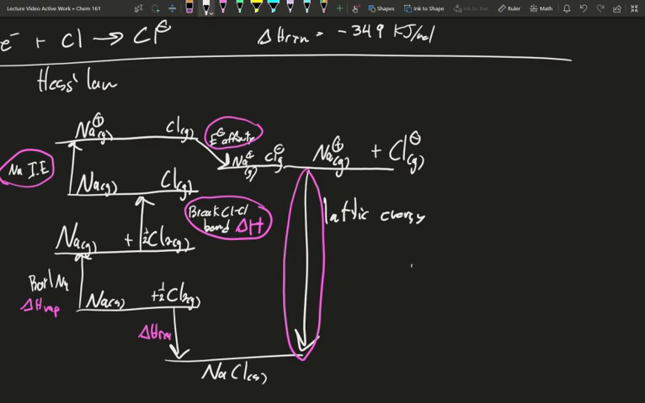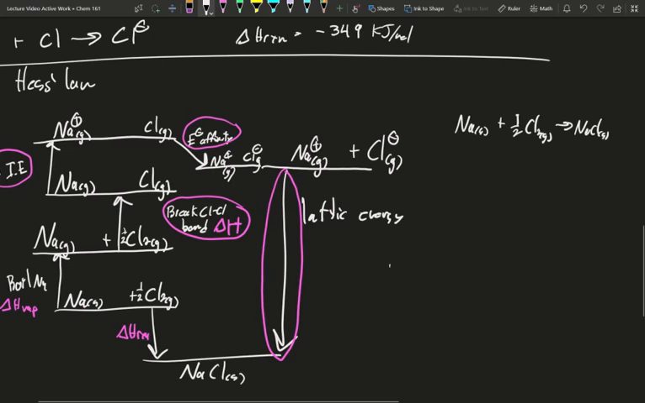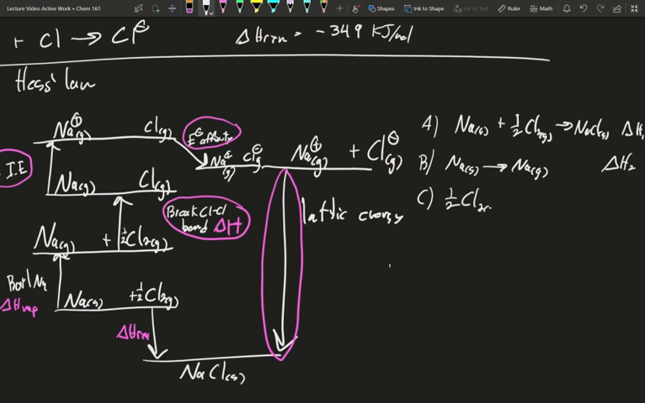Now, this is a visual representation. We could do these as Hess laws. Na solid plus 1/2 Cl2 gas going to NaCl solid would have some delta H. So that'd be one reaction. One would be your sodium solid going to sodium gas. It'll have its own delta H. Your chlorine gas breaking apart into chlorine atoms gas with its own delta H.